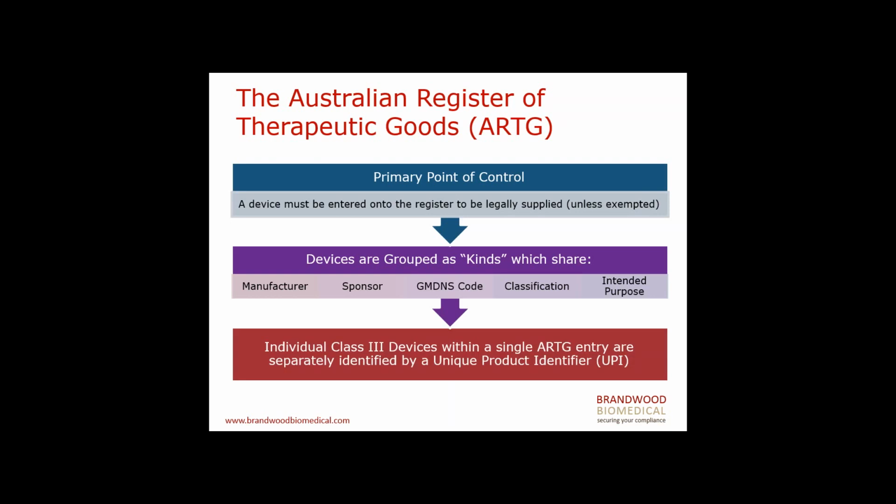For class 3, there is an additional requirement to have the same unique product identifier. So for class 3 devices to be of the same kind and to share the same ARTG entry, it not only has to have the same manufacturer, sponsor, GMDN code, classification, and intended purpose, it must also have the unique product identifier.